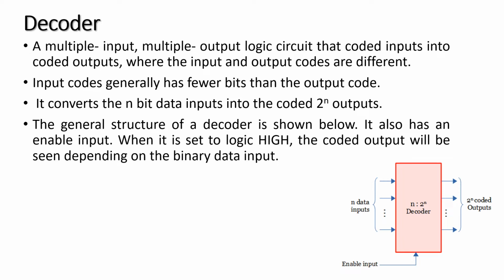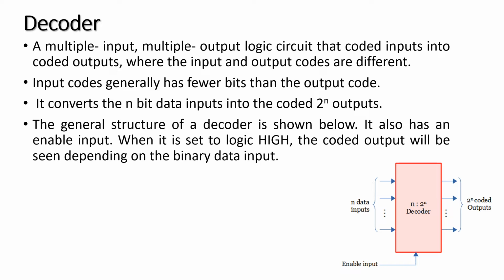So, as for today, we will do the simulation of laboratory session 5, which is decoder and encoder. As for the objective for this lab, first is to understand the operation of the decoder and the encoder, and the second is to examine the effects of the enable inputs of the decoder and encoder.